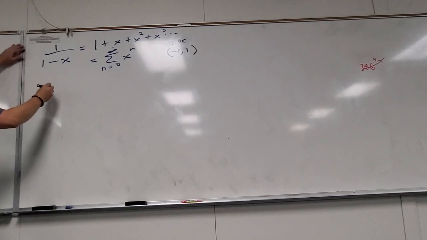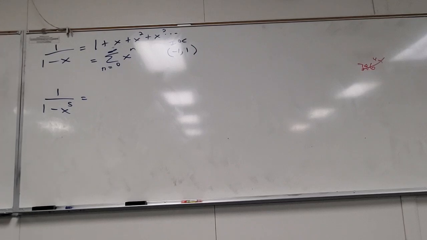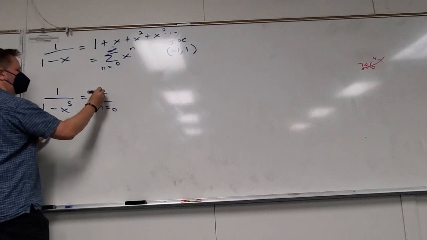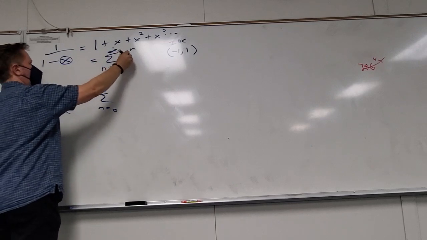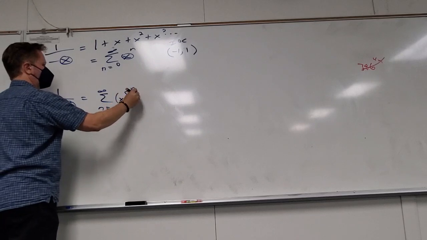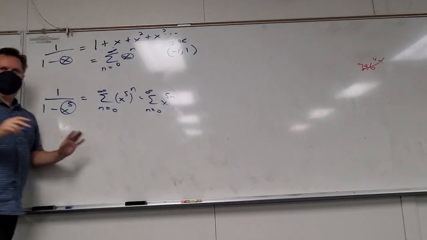So, can somebody please tell me what this is? Yeah, so it's going to be a sum, if you want to write it in series form. You just replace x with what? When I have an x here, there's an x here. So when I have an x to the 5th there, there's going to be an x to the 5th there. And of course, that just becomes x to the 5n.